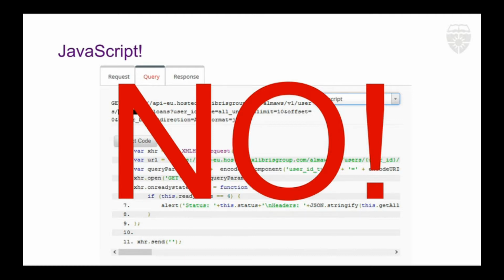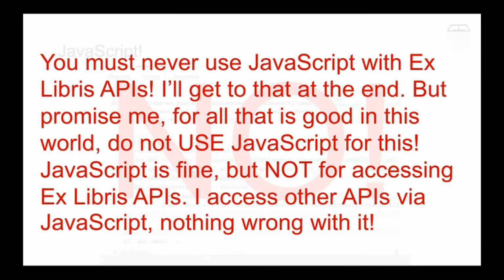Imagine if to access your email account, you put your username in the URL, and then ampersand, password equals, blah, and you posted that out there on the web. It's the same thing. Do not use JavaScript for Alma APIs. You must never use JavaScript for Ex Libris APIs, never. Now, JavaScript accessing APIs is fine for other things like public information, blog posts, blog feeds, stuff like that, great. But never, ever use it for this.